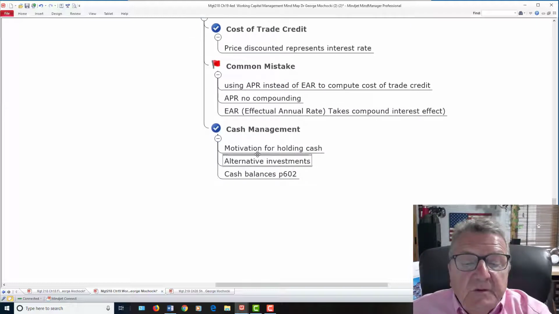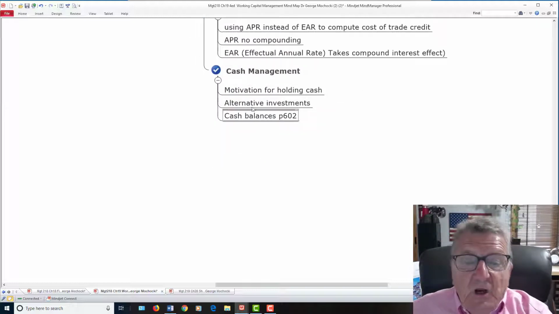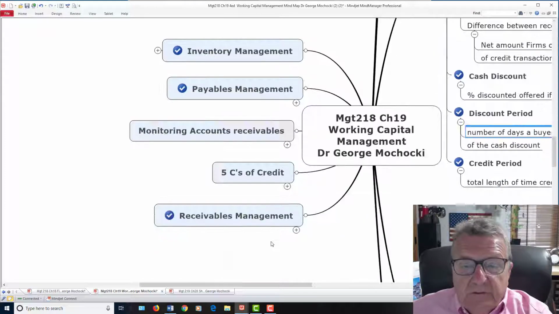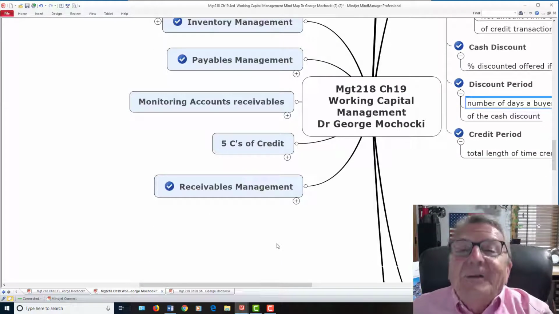Okay, cash management. Motivation for holding cash, alternative investments, and cash balances. If you look at page 602, oops, I better hurry up. I'll be running a little bit late here. I want to keep it underneath half an hour.